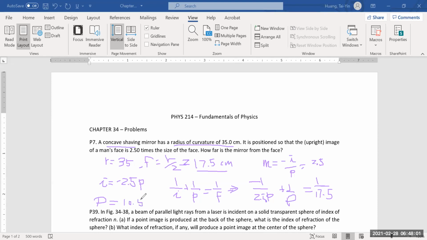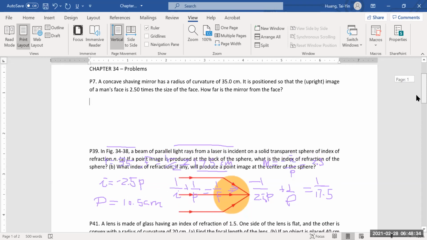Okay, so this is basically how you would do it. Several key things here. One is that the radius is given, and because this is a concave mirror, your R and F are both positive. And you have the 2.5 that relates the image distance to the object distance, and there's a negative sign in front of it, so your I is equal to negative 2.5 P. That's basically how you would do it, so it should be very straightforward.